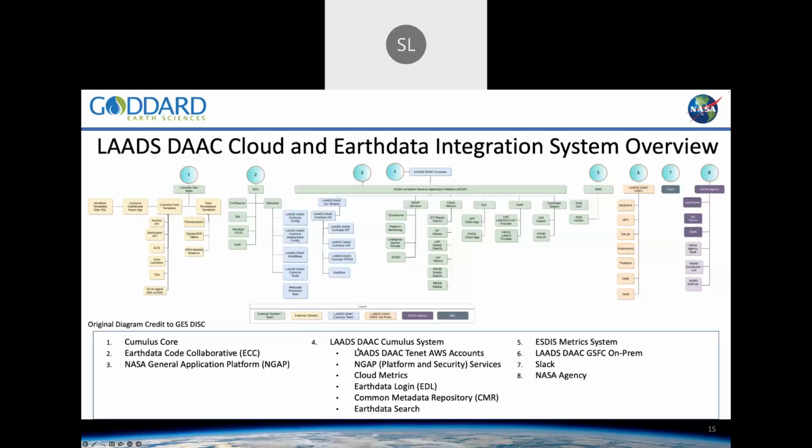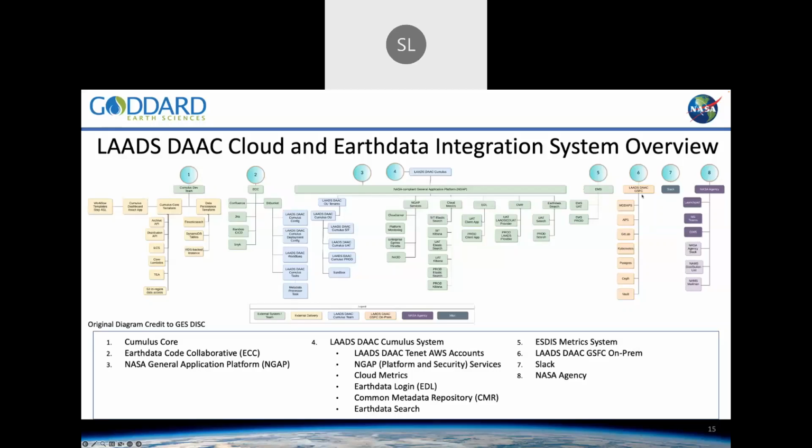And so we have Cumulus, who's done a lot of the development for the ingest and archive system. We have ECC supporting us with infrastructure for code repositories. We then have the LAADS DAAC AWS accounts. And we also have NGAP services, Cloud Tamer, platforming, and such. And then we also have cloud metrics, the Common Metadata Repository, Earthdata Login, EDL, Earthdata Search, and again, EMS for cloud metrics.